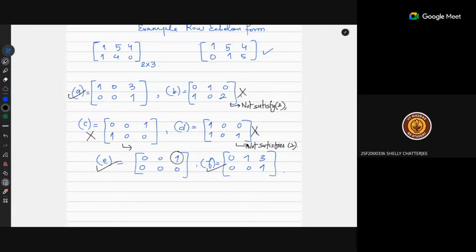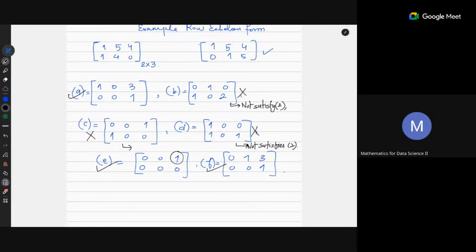Okay, sir. Got it. Yes, Neelichandra. Sir, I'm just asking, if the option E was 0 0 1, 0 0 0, and then in the third row also there was 0 0 0, would it be row echelon? You tell me. I think it should not be, because from the definition we learned, there should be only one complete zero row, which is preceded by other non-zero rows.